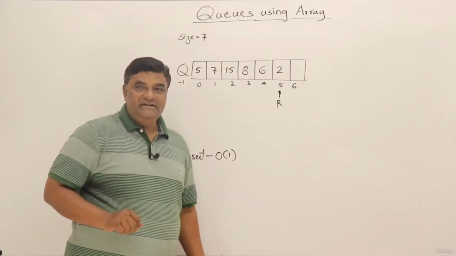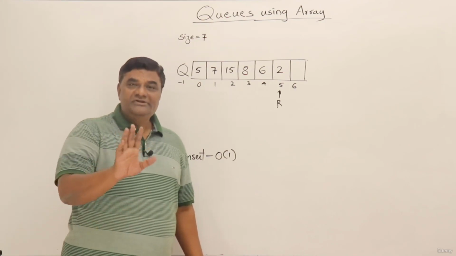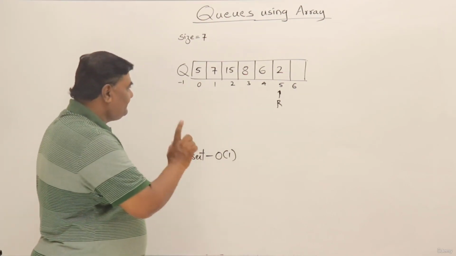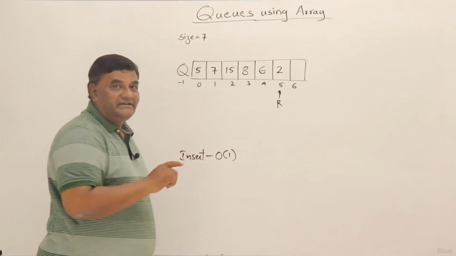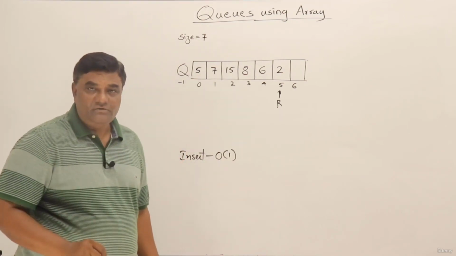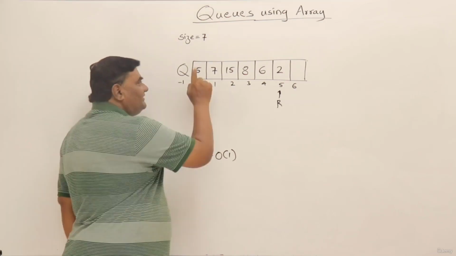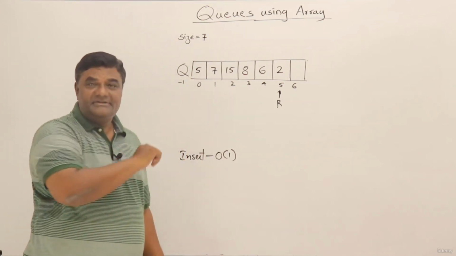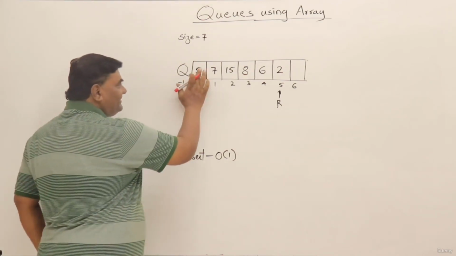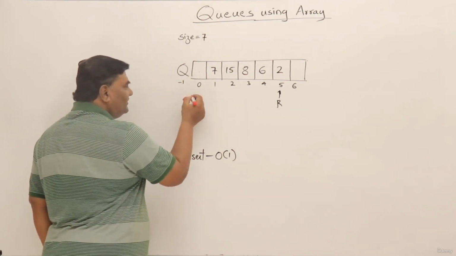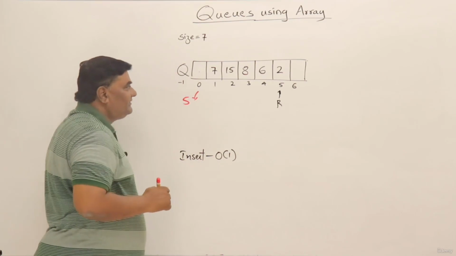Now I want to delete an element from the queue. So which element can be deleted? From the queue we can delete only this element, that is the very first element, because it is FIFO, first in first out. Which element came first? This element came first, so only that element can go out. So for deleting that element, I will just take out that element and assume that it is removed from the queue. So 5 is here, it's deleted.